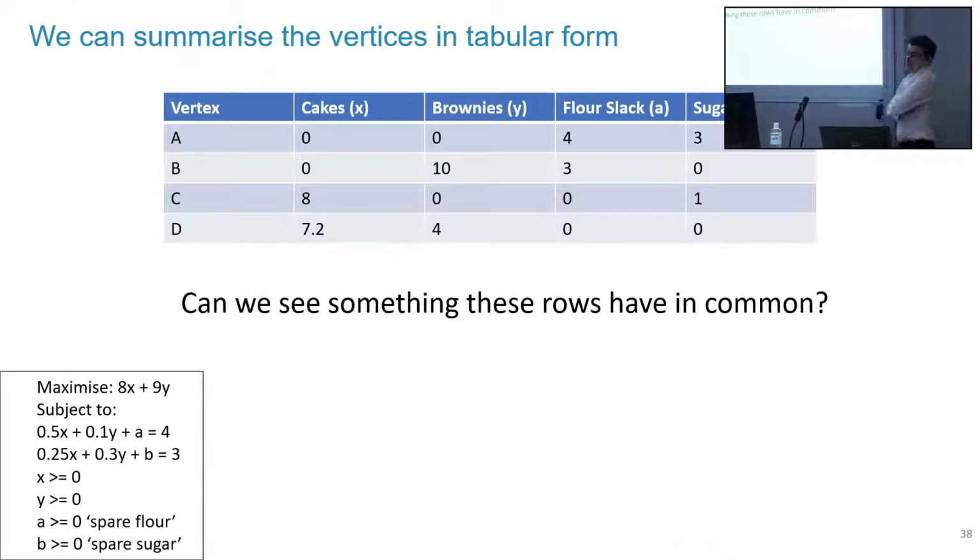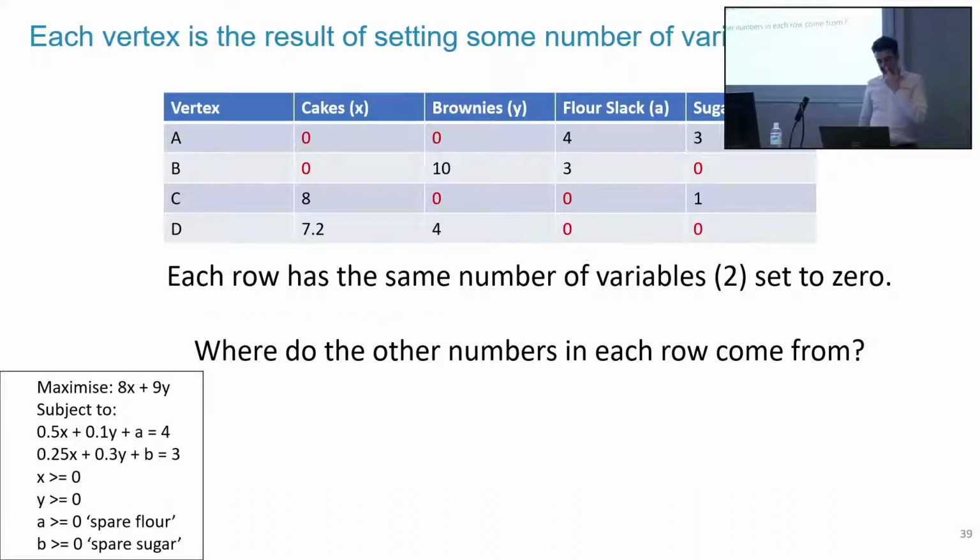So what do all these rows have in common? Can anyone here point it out? Zeros. They have 2 zeros. Exactly. So every row here has the same number of variables set to 0. That's really powerful. That's a really important statement.